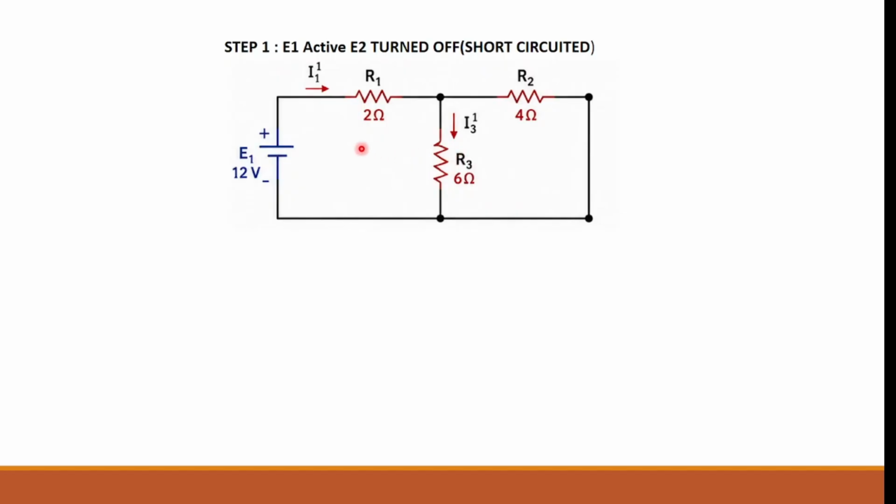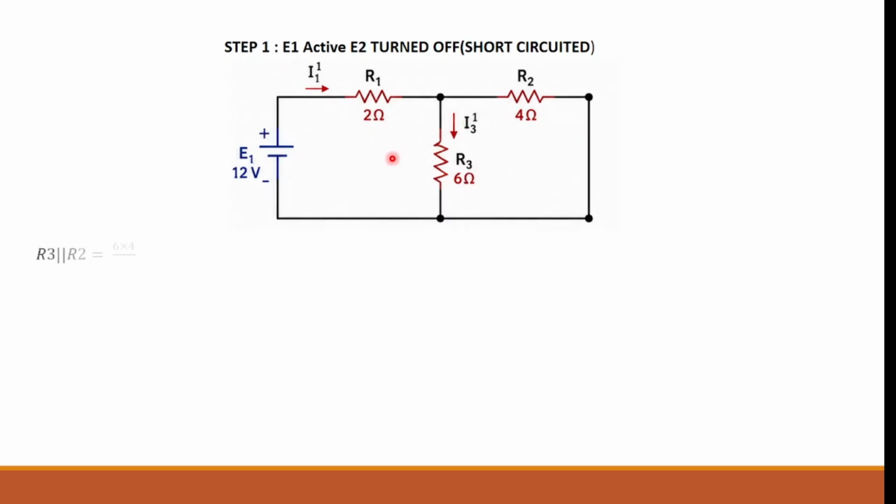After having a total current flowing into this circuit, we are going to use current divider to calculate the current that flows through resistor R3. If you haven't studied current divider and voltage divider, there's a video on my page, you can check that out.